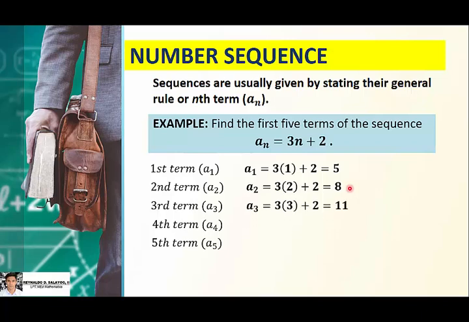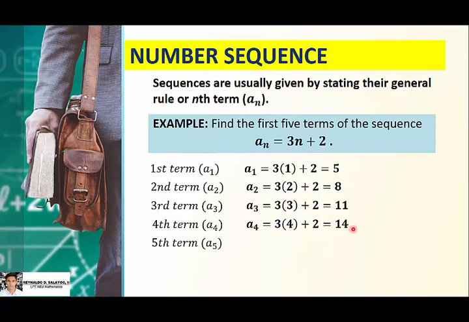For the third term, the subscript of a is 3. So substitute the value 3 for the variable n. 3 times 3, that's 9, plus 2, that is 11. For the fourth term, we get a sub 4, so the value of n is equal to 4. Substitute 4 for the variable n: 3 times 4, that's 12, plus 2, gives us 14.